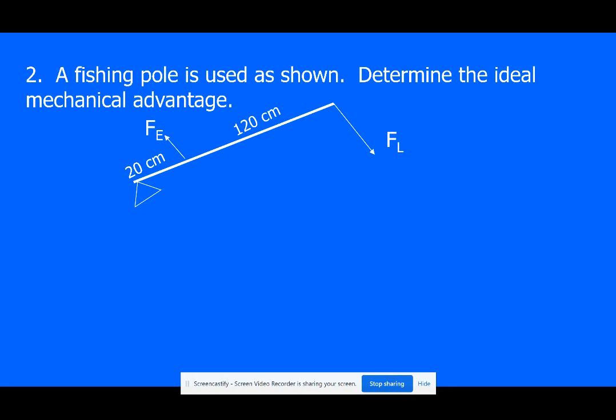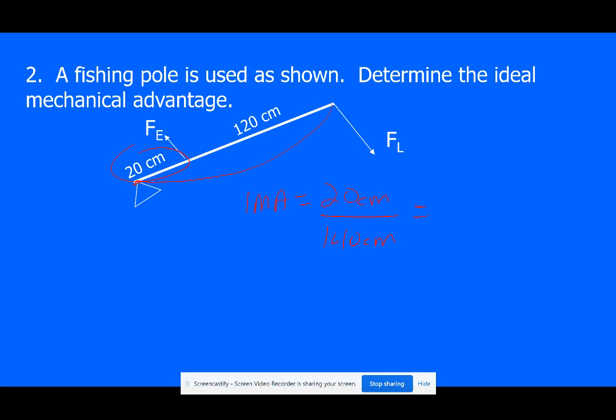If we have a fishing pole like this and it says determine the ideal mechanical advantage, okay, so you go IMA is equal to the effort distance over your load distance. The effort distance is from the fulcrum to the effort force. And the load distance, again, watch the trick here. It's not real clear if the 120 is all the way to the fulcrum or not, but I'm going to say it's just to the effort force. So I'm going to say that load distance is 140 centimeters.